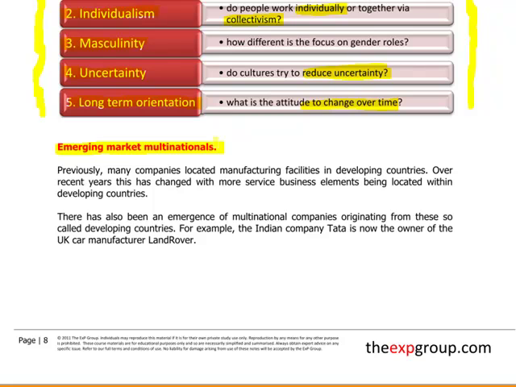Now, the idea behind this is saying that in the past, many countries located manufacturing facilities in the developing countries. So manufacturing facilities were the dominant form of operating in the developing countries. But in recent years, this has changed so that it's now more service business elements are located within developing countries.